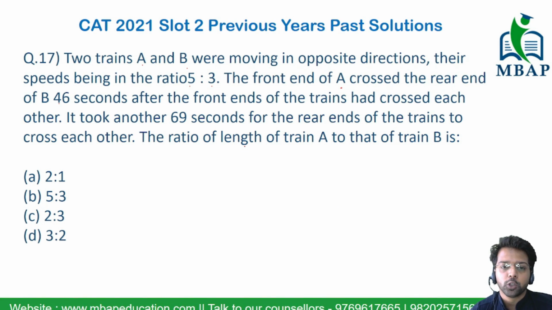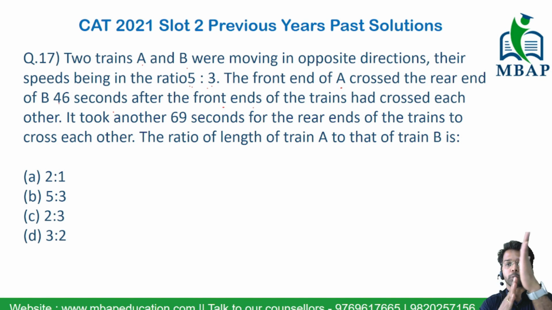Let's look at the next question of the topic of time, speed and distance of the same paper of CAT 2021. Read the question well. The question says, two trains A and B were moving in opposite directions, their speed being in the ratio of 5:3. The front end of A crossed the rear end of B 46 seconds after the front ends of the trains had crossed each other.